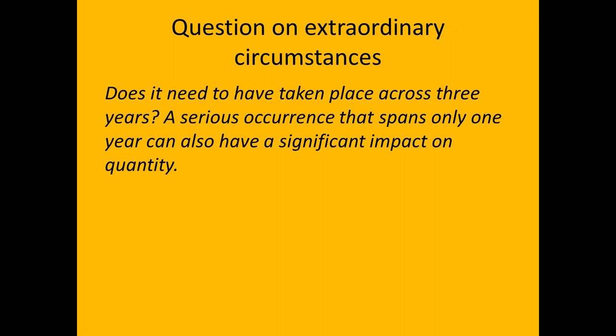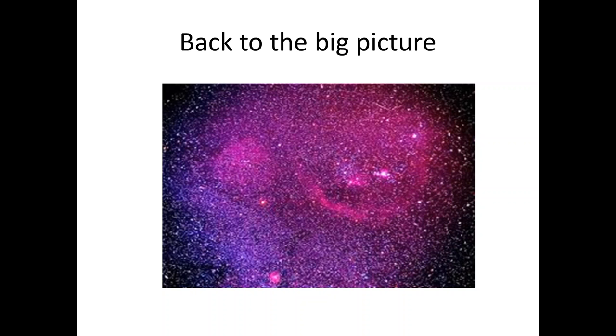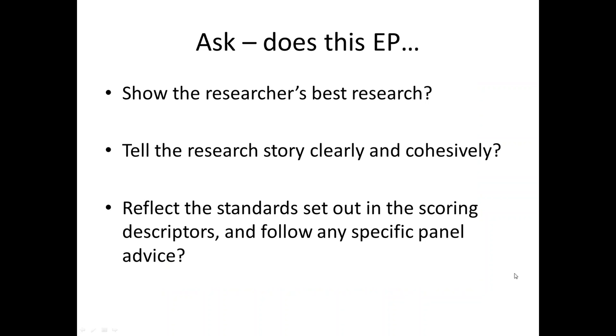All right, thank you. So back to the big picture. We started off talking about the big picture, and we've moved through the various parts of the EP that make it up. Let's head back to the big picture and have a very brief look at the scoring. The question that a researcher would need to ask, or that the TEO needs to ask the researcher, is: does this show the researcher's best research? Does it tell the research story clearly and cohesively? And does it reflect the standards set out in the scoring descriptors and follow any panel-specific advice?